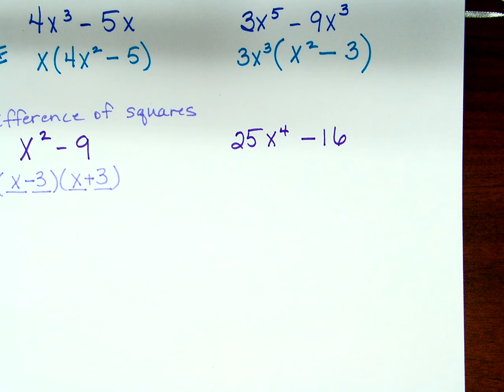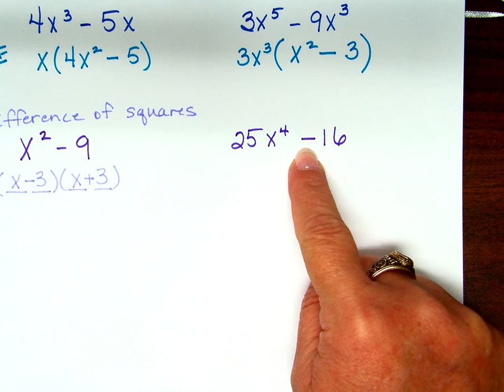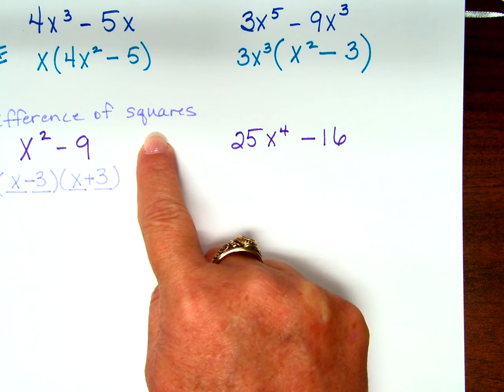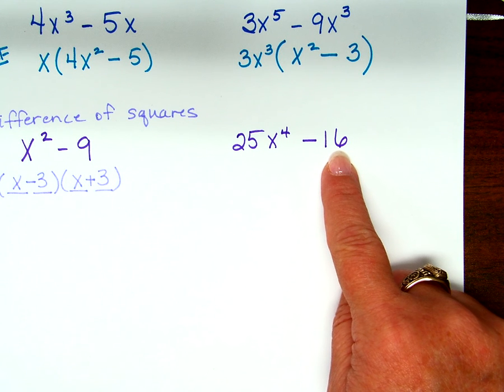How do you know if it's a difference? Because of the minus sign. That's exactly right. So is it a difference? Yes. Then we have to decide, are they squares? Is 16 a square? What's its square root? 4. We're going to need to know that in a minute anyways, right?